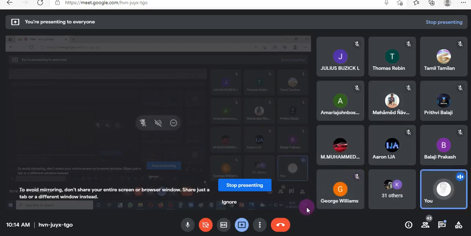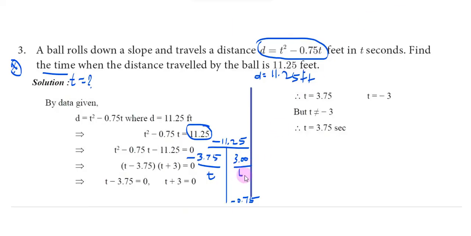Any doubt? Okay, look, so by t: t minus 3.75 into t plus 3. So t minus 3.75 equals 0, so t equals 3.75, and t plus 3 equals 0, so t equals minus 3. Basically we will avoid the negative term. So take the positive term, t equals 3.75 seconds. Understood? Because it is t seconds. Understood?